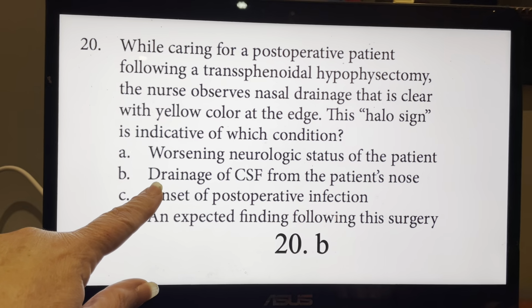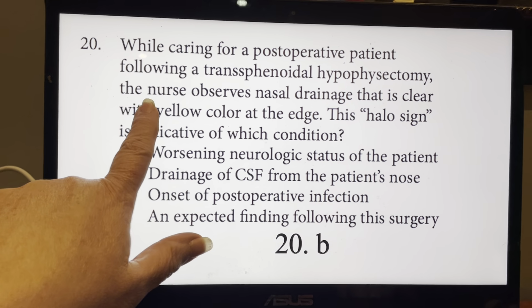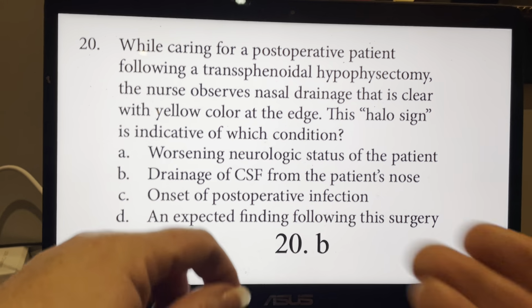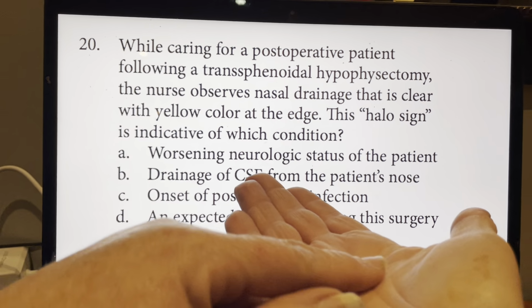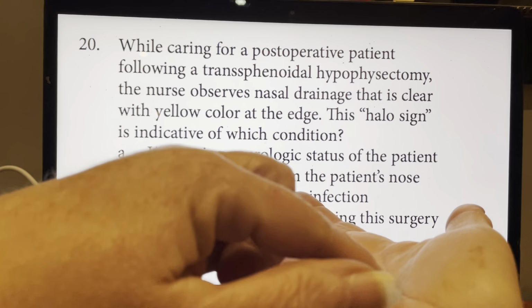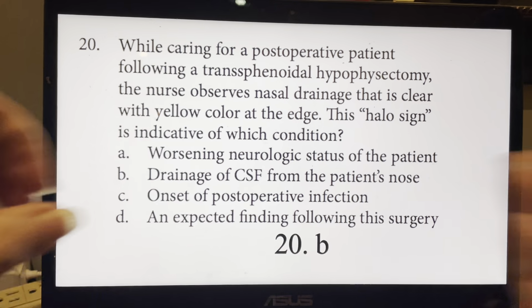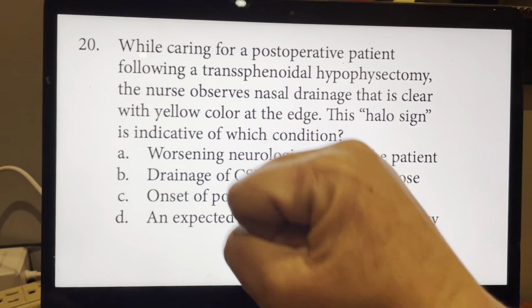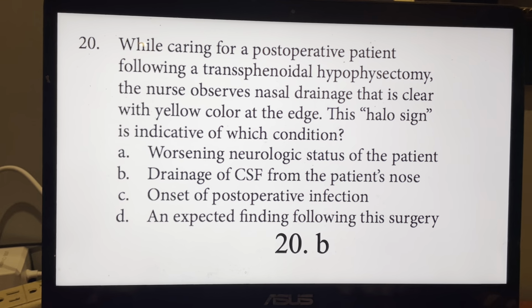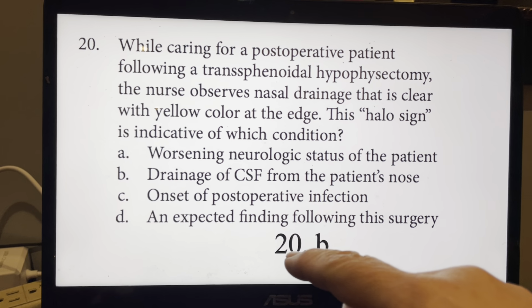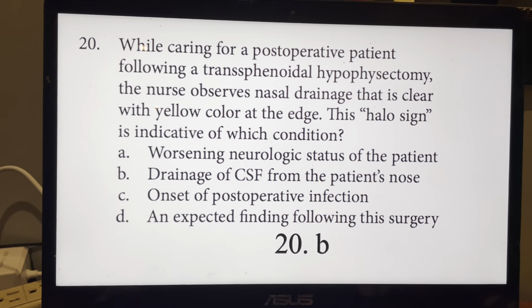Yeah, that's CSF drainage. You see what they said? Clear with a yellow color at the edge. If you put a drop of it on a piece of gauze, it'll be clear, but there'll be a halo around it. And your butt will be puckered. Because, I mean, if CSF can get out, imagine what could get in, all I'm saying.